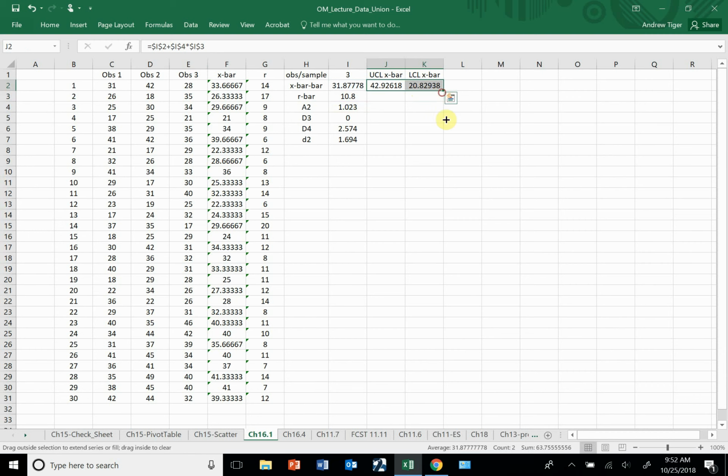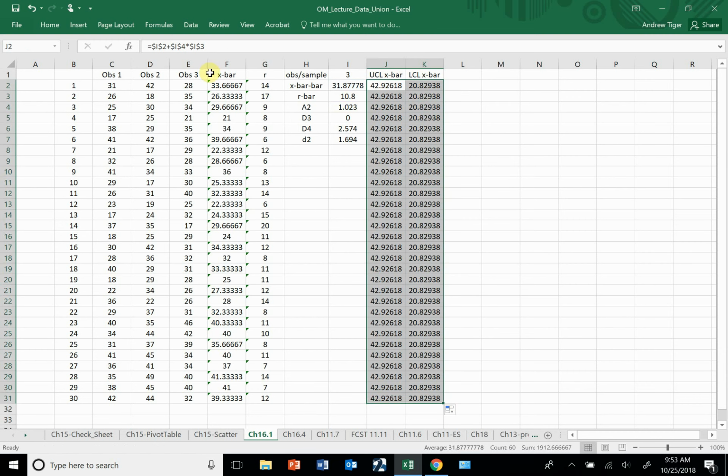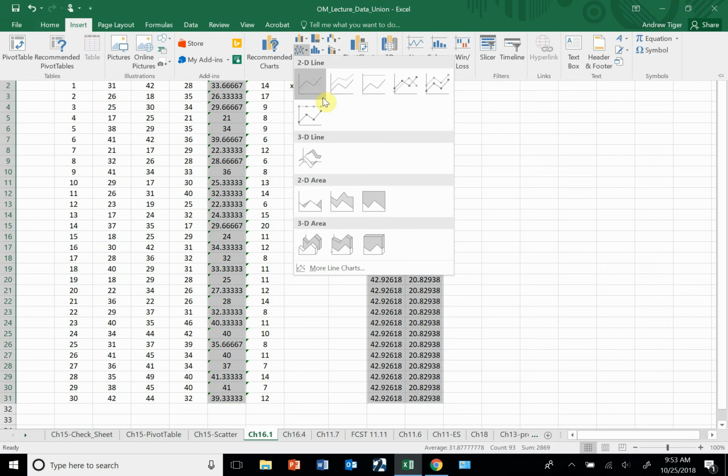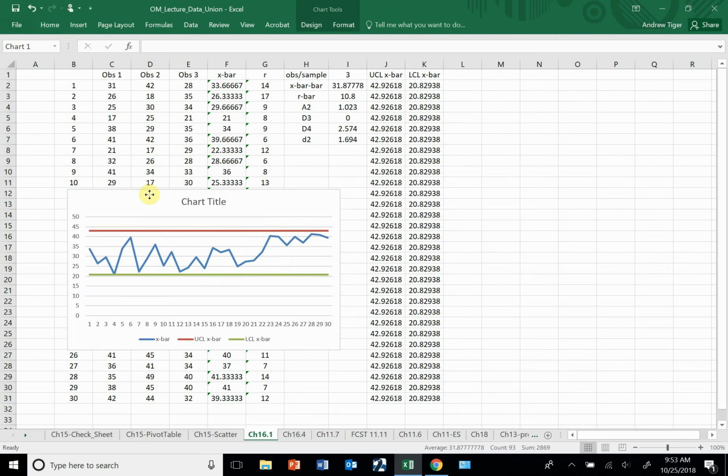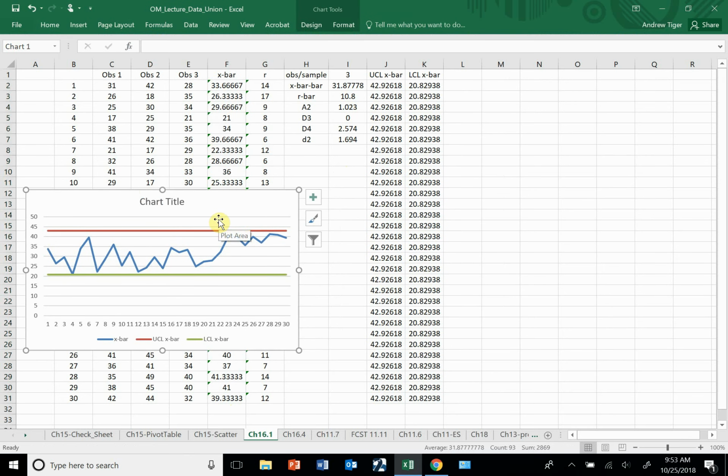Copy those down for all samples, and then you can produce your control chart by grabbing your sample averages, your X bars, and your control limits, and using the line chart. The first one is cleaner, so that's the one I'm going to use. So there you go. Based on the sample averages, your process is in control.